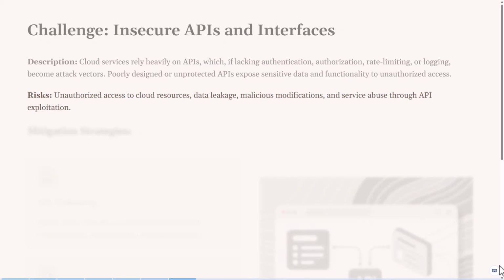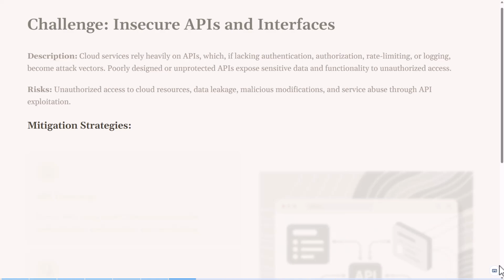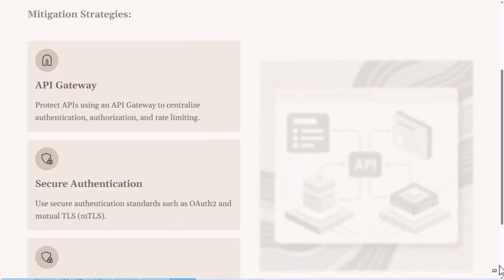Risks include attackers getting access without permission, leaking data, changing things in harmful ways, and abusing cloud services by attacking the APIs. Some solutions for this challenge are using an API gateway to protect APIs. It helps control login, permissions, and limits how many requests can be made.